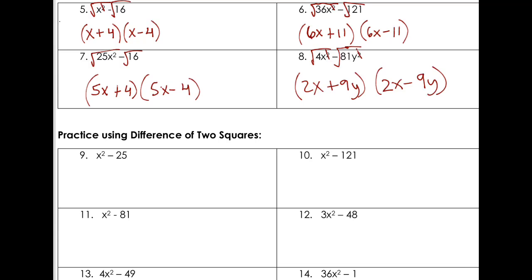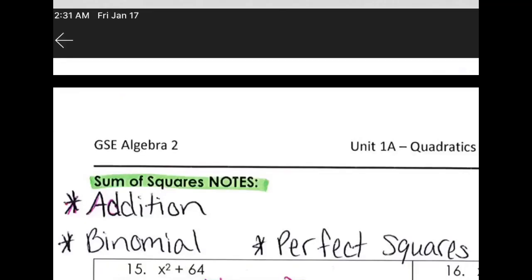So guys, I'm not going to work through 9 through whatever here under the difference of two squares. There's the key there with you. So if you need to check your answers, check with Mrs. Mitchell, and she'll help you check your answers on that. So let's move along to the next part.